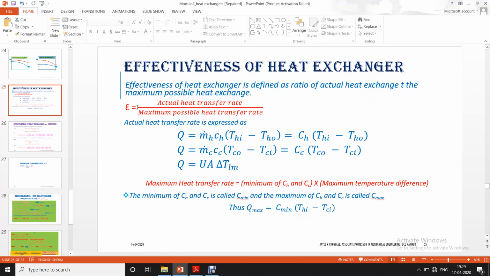First in this lecture, and then from the next lecture onwards, we will be solving problems both from the LMTD analysis type as well as the effectiveness-NTU method. So before deriving the effectiveness-NTU relations, we should know what is meant by effectiveness and what is meant by NTU.